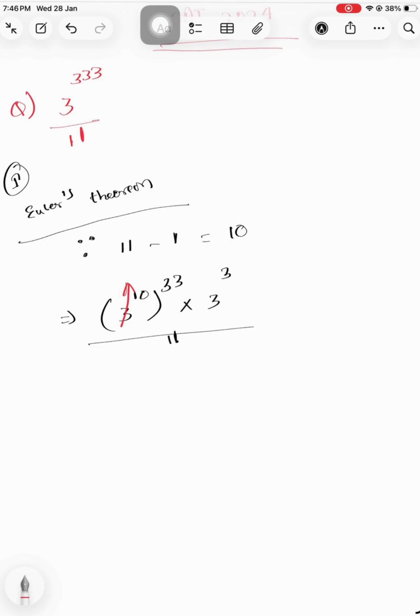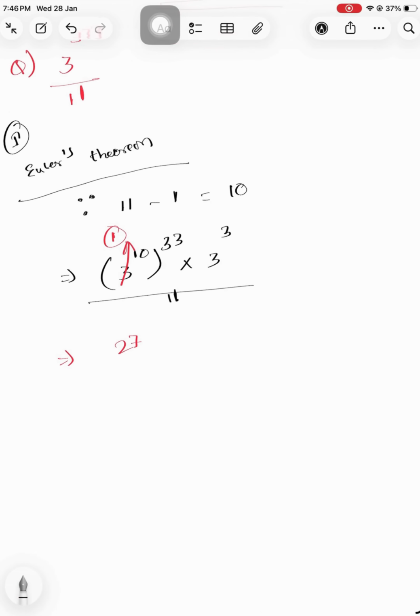So this starting 3 raised to the power 10 will always yield 1 as a remainder, and for this remaining value, which is 3 raised to the power 3, which is 27, that 27 upon 11, finally the value is coming as 5.